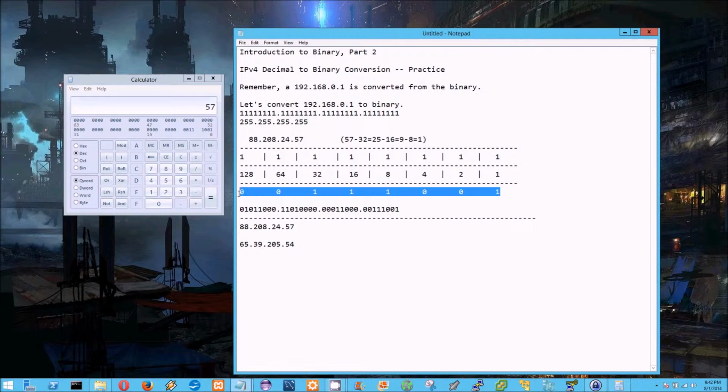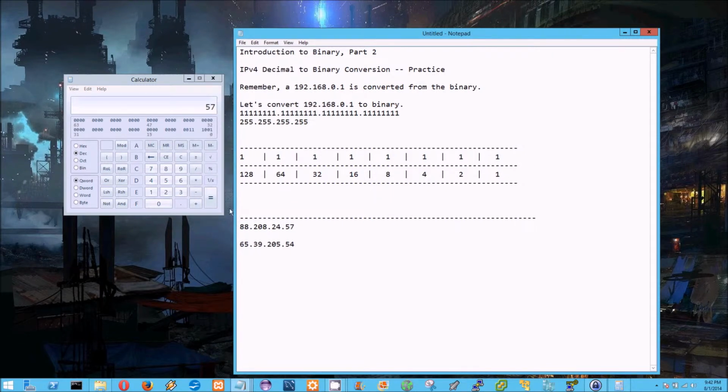And that's it. Okay. Now, this next one, I'm not going to do as much walking you through it, but follow along and see if you can understand what I'm doing and get through it. Okay. So 65, let's just write it up here. 65, 39, 205.